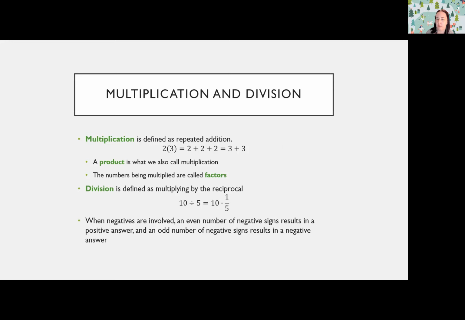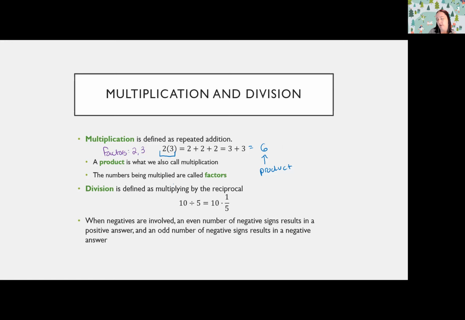So if you have 2 times 3, the product is 6, because that's sort of the result. Or you can say the product is 2 times 3. That thing written together is also known as a product. But the numbers that are actually involved there are called factors. So 2 and 3 are factors of 6 because they multiply to 6.